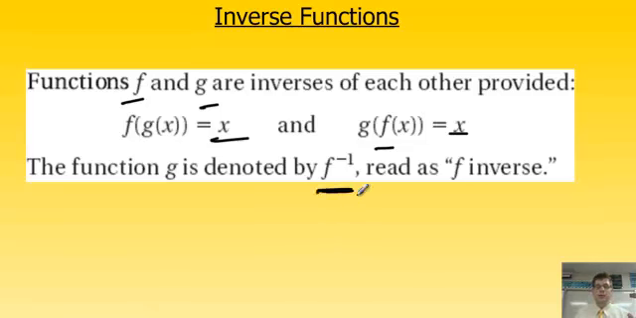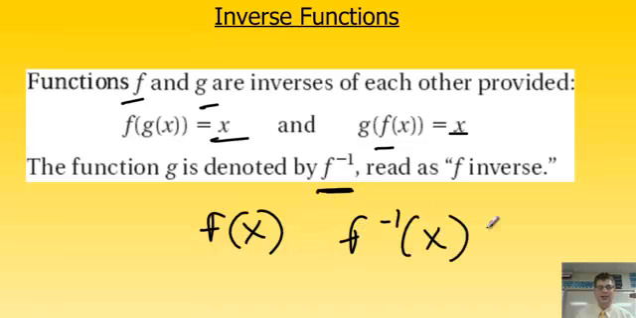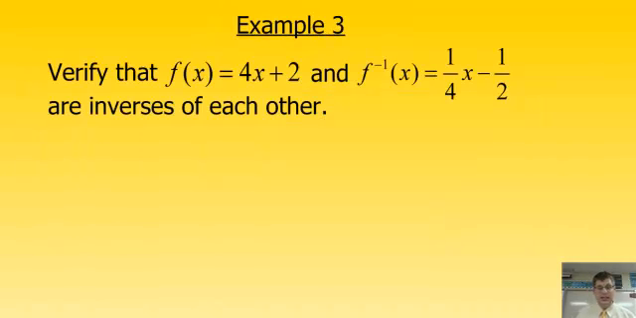The function g is denoted as f to the negative 1. That means f inverse. So you can have f of x, or you could have the inverse of f of x. And in this case, that's the same as saying g of x in this situation that they're talking about here. But that's how you denote inverse, with a negative 1 exponent.